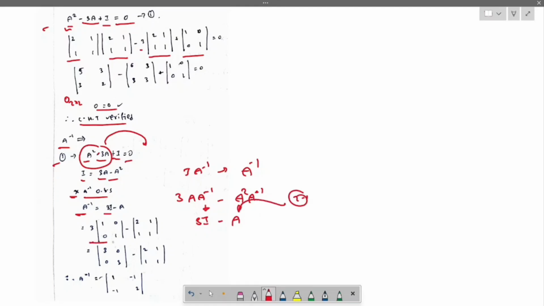So do this: I means identity matrix 1 1, minus what is A? 2 1 1 1. Perform this, and you will get the A inverse as 1 minus 1 minus 1 2. This is how you need to find it.